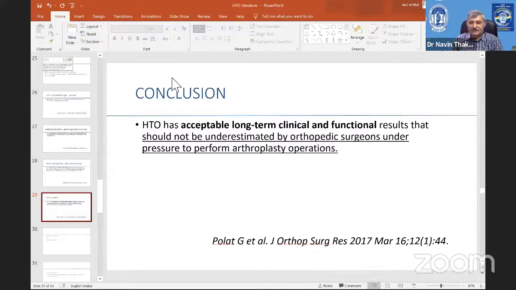Fantastic review of literature. It's a very nice presentation actually. Thank you. Is there any question from the audience, sir?